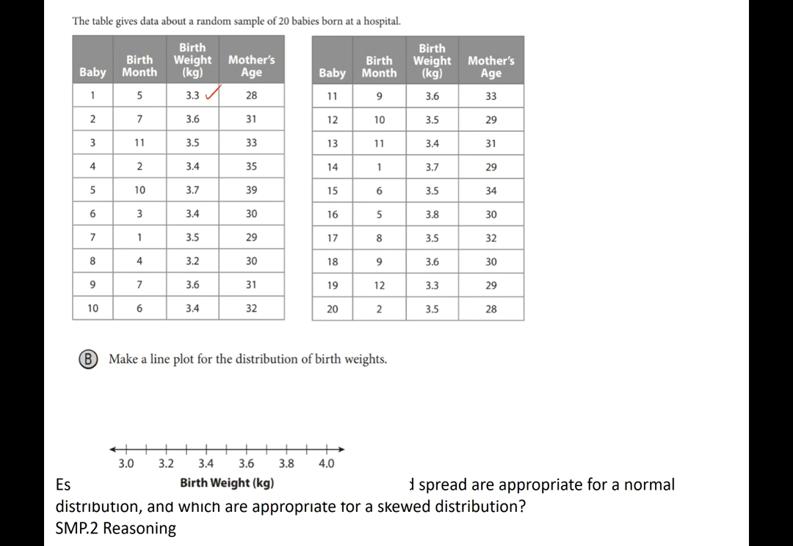So I've got 3.3. So 3.3 gets an X. 3.6, 3.5, 3.4, 3.7, 3.4, 3.5, 3.2, 3.6, 3.4, 3.6, 3.5, 3.4, 3.7, 3.5, 3.8, 3.5, 3.6, 3.3, and 3.5. So interesting, the data looks much different than it did on the last one.